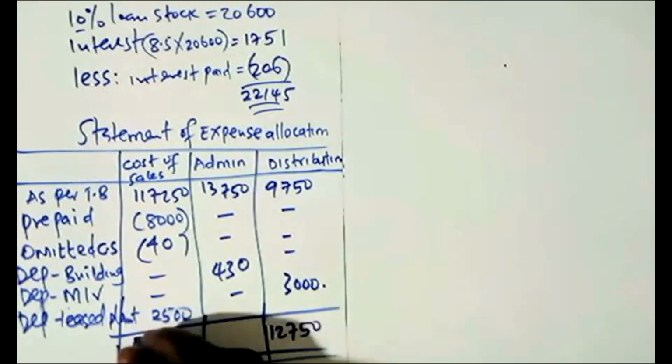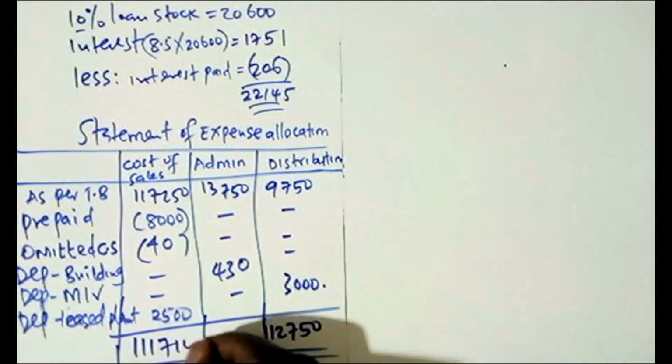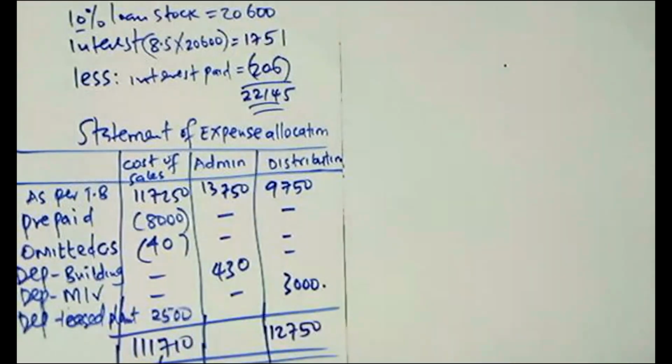What about the first one? I have 111,710 for cost of sales. Admin, 14,050. No, 14,180. So which means that there was one expense again we had to classify under admin.